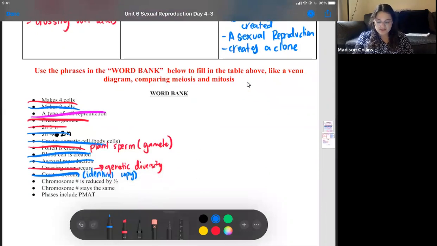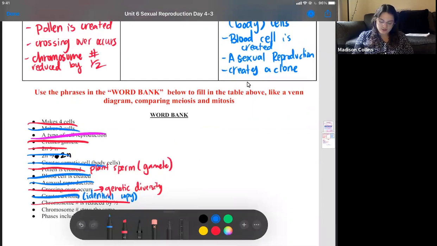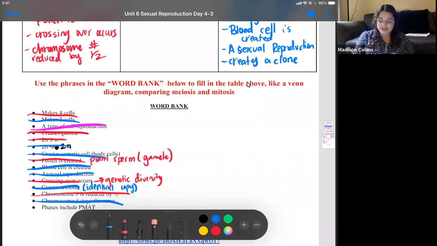All right, chromosome number is reduced by half. That's another way of saying we're going from a diploid cell to a haploid cell. We're reducing the total number of chromosomes. So that's an example of meiosis. All right, 2 more. Chromosome number stays the same. It's staying identical, which means that is an example of mitosis. It's staying haploid. Or whoa, it's staying diploid. Oof, I really can't talk today.